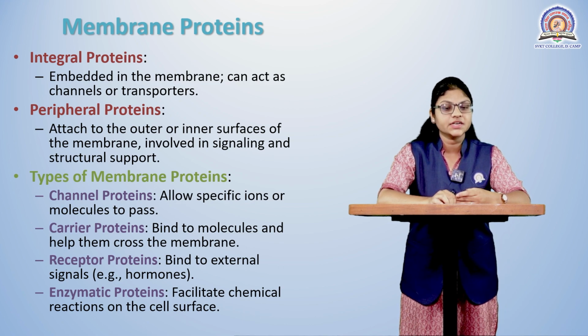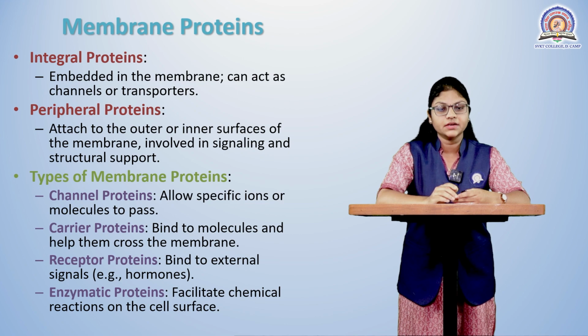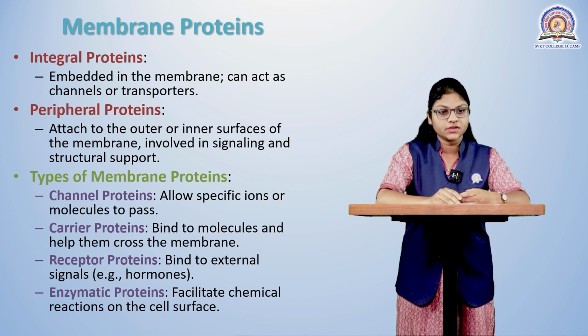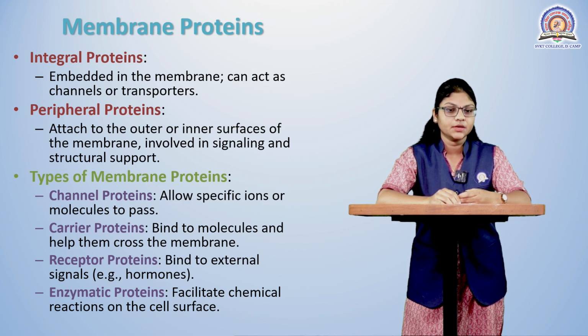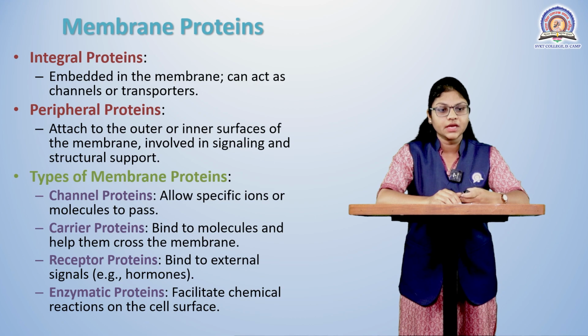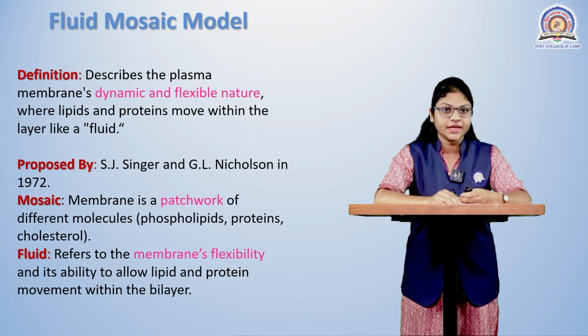Receptor proteins are specific to their ligands. Ligands are sometimes the external signals which bind to the receptor, and these ligands are carried inside the cell, for example, hormones. After that, the fourth protein is the enzymatic proteins that facilitate chemical reactions on the cell surface. This is the fluid mosaic model.